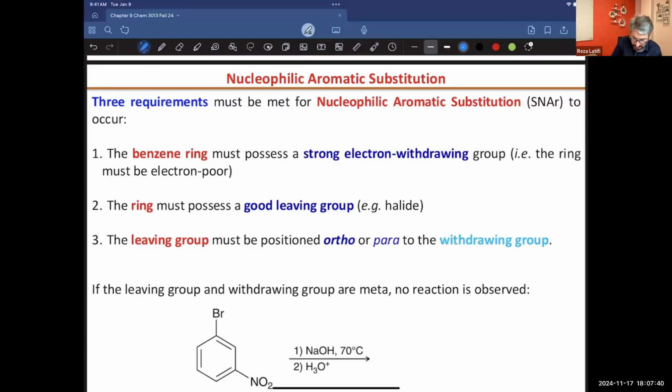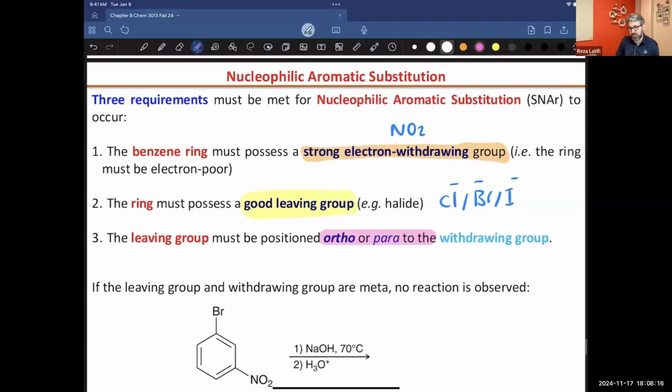First, our ring must have a strong electron withdrawing group, something like NO2. Next is going to be the leaving group. We need to have a good leaving group. And how about chloride, bromide, or iodide? Yes, those are really good leaving groups. And the last one, position of the leaving group. The position of the leaving group versus the electron withdrawing group must be either an ortho or para position.